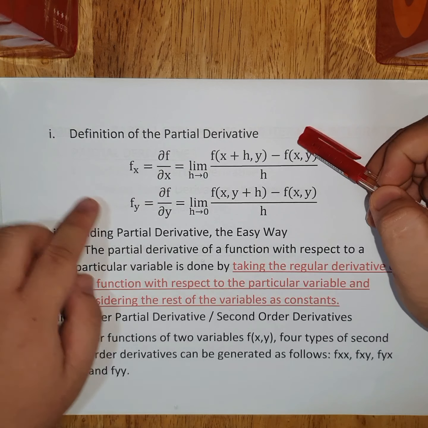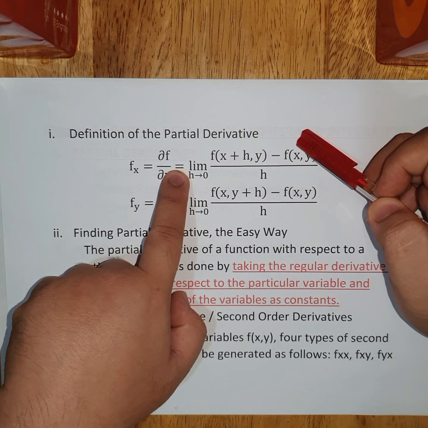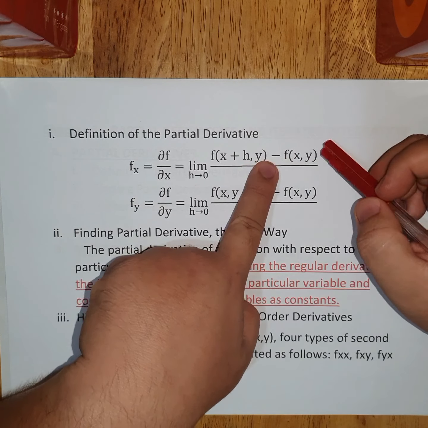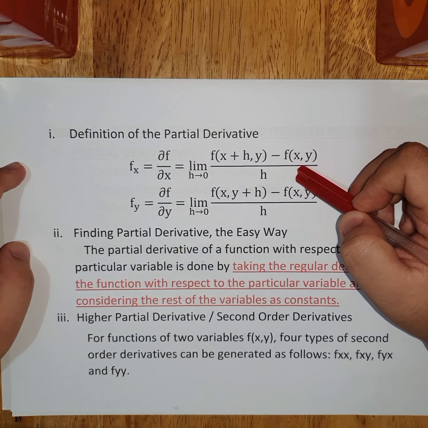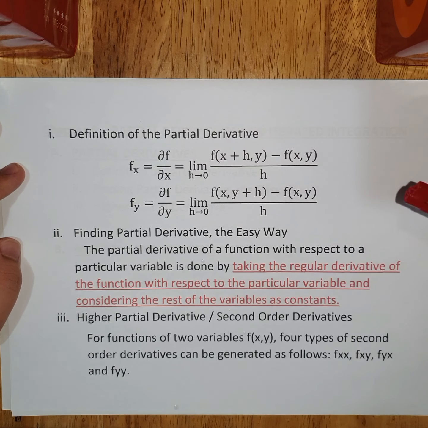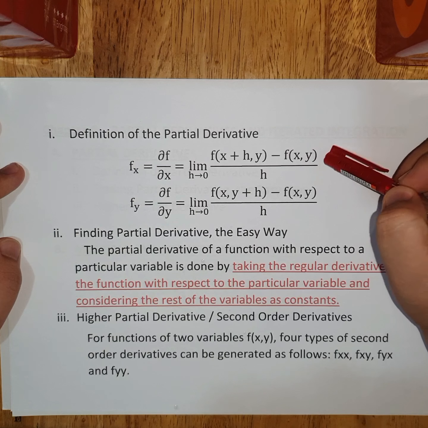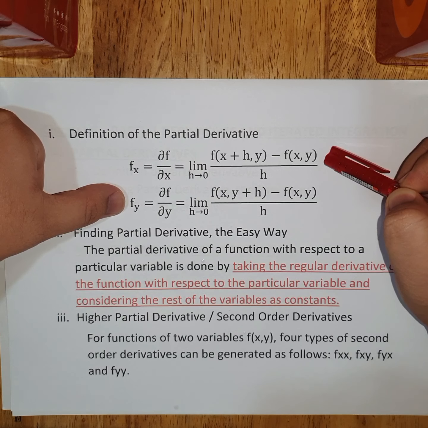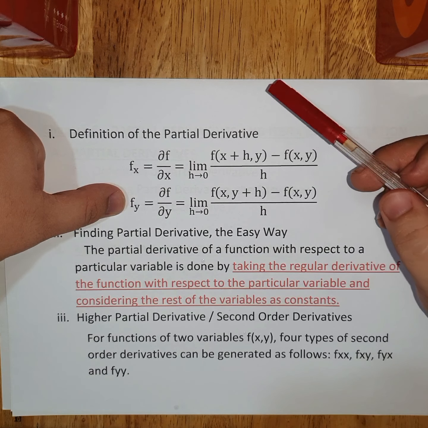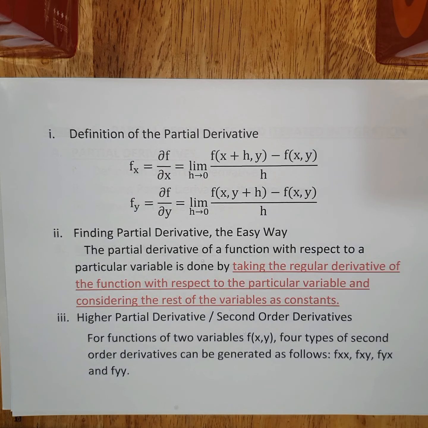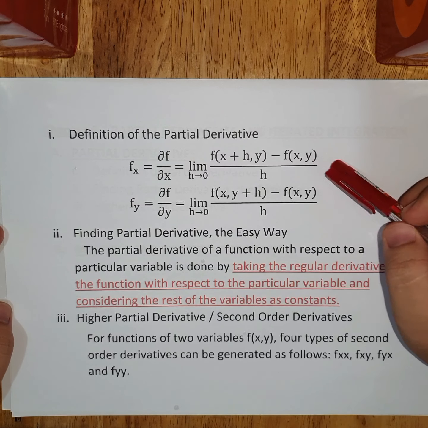The solution will be the limit of the function of x plus h, y, minus the original function, all over h, as h approaches 0. Okay, we will show that in the example on how it is solved. The same goes for the partial derivative in y. The only difference is that we add h to the y variable. Okay? So to better understand this notation, let's apply it to an example.